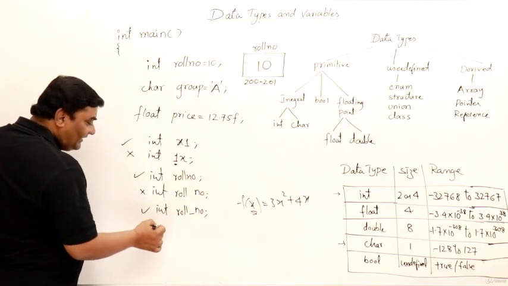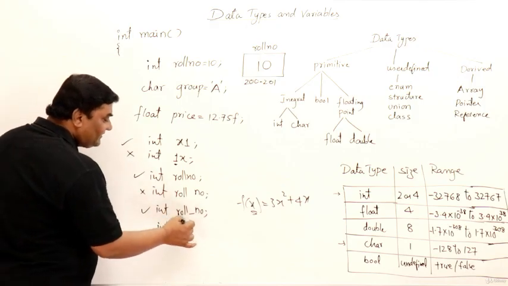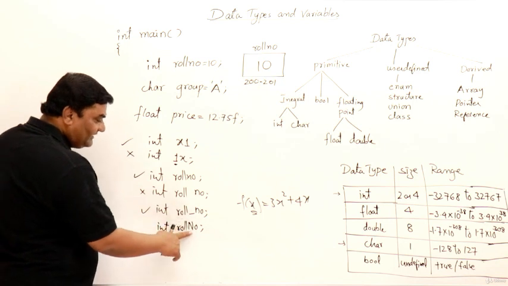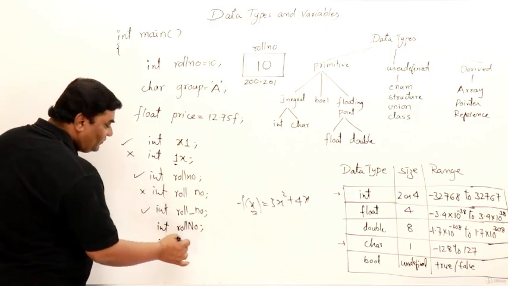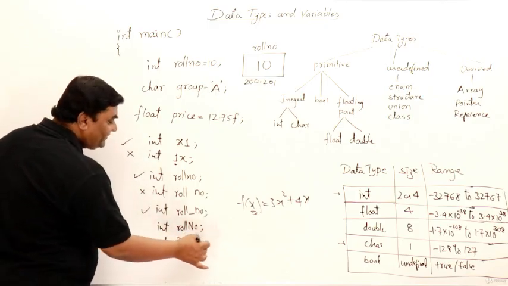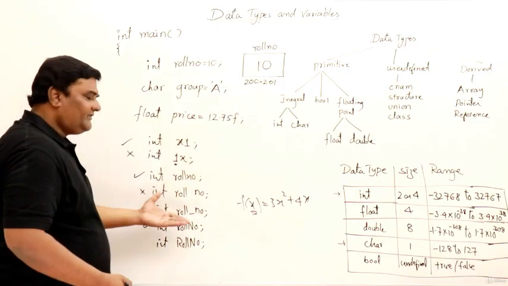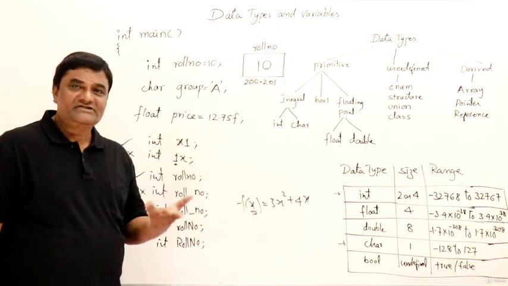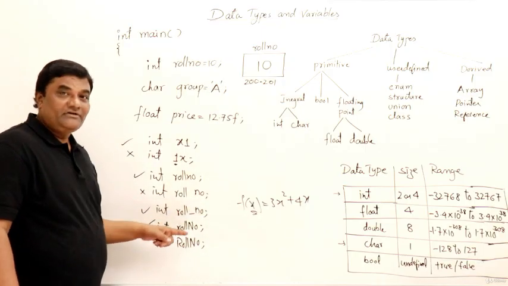This is allowed. And sometimes it is better, this is followed in Java, we can write roll number as ROLL in small letters and Number starting with a capital N. The second word starts with a capital letter. This notation you can follow. This is called camel notation, followed in Java. Now Java is also a common language. Some people already know Java, so you can use that one. There is no restriction here. So you can write any variable name. So this will be better, easy for understanding.